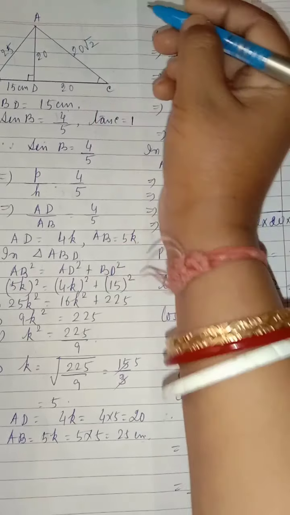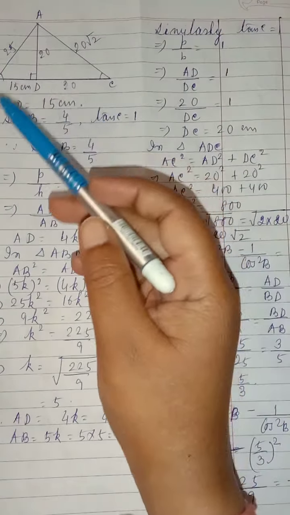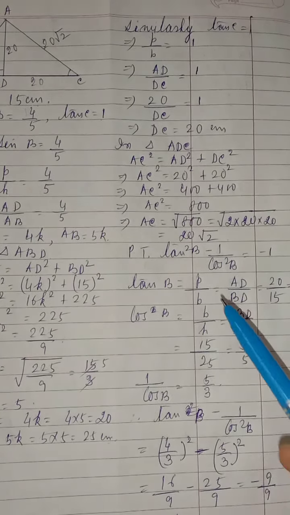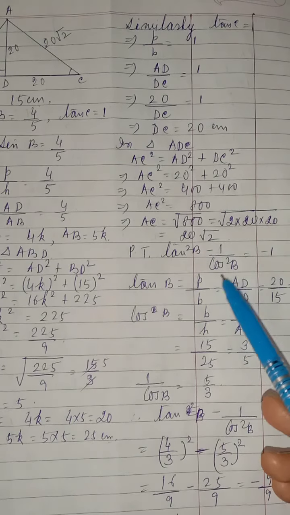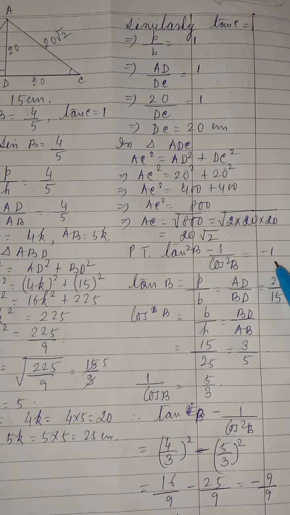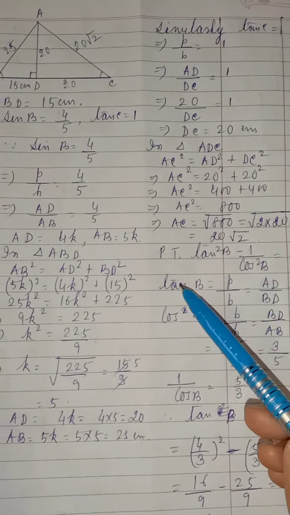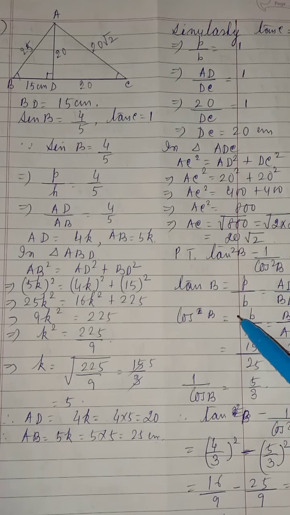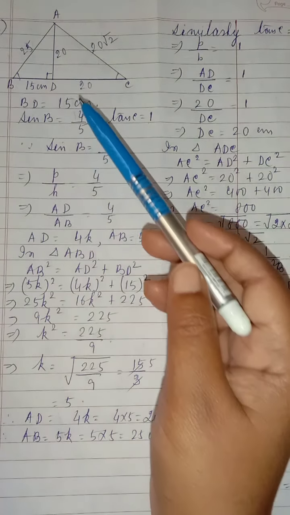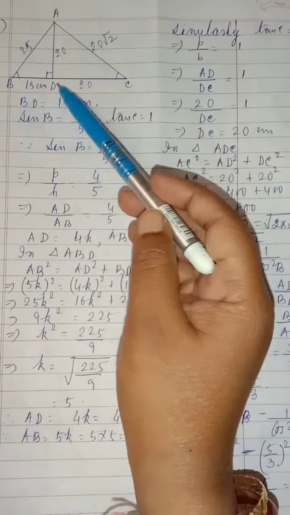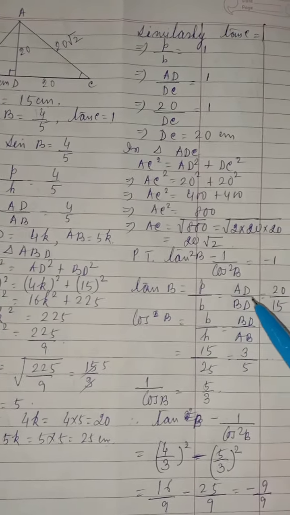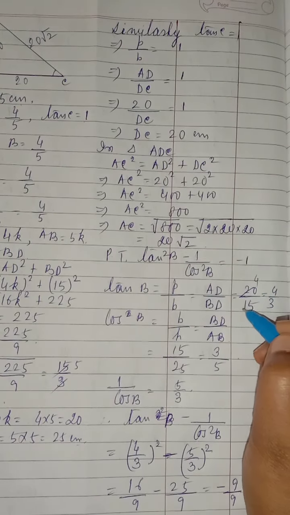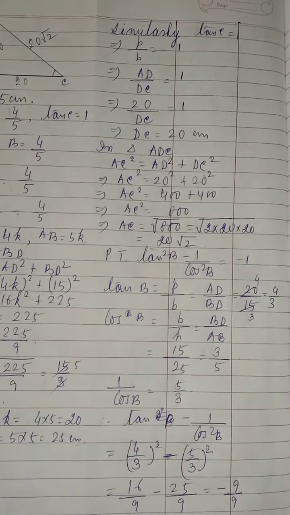So the first part of the question, that was to find the values of all the 4 unknown sides, we got. In the second part of the question it is saying prove that tan square B minus 1 by cos square B is equal to minus 1. So tan B, we have to see this angle, and tan B is equal to perpendicular by base. So this is AD by BD here, that means 20 by 15. Whenever it is reduced by 5, 5 4s are 20 and 5 3s are 15. So it's 4 by 3.